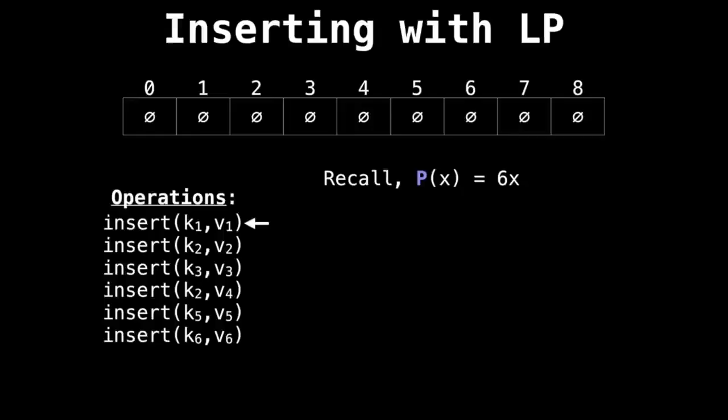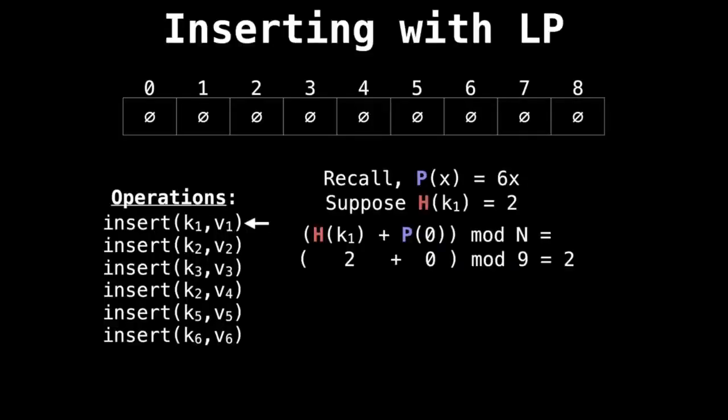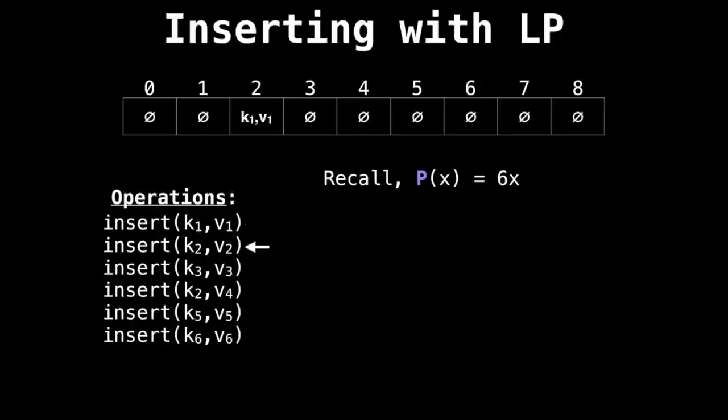Okay, so on the left I have some key value pairs I want to insert, and we're going to insert k1 first. So suppose that the hash value for k1 is equal to 2. Then we would say, alright, the hash of k1 plus the probing function at 0, mod 9, is equal to 2. So we're going to insert that key value pair at position 2. Alright, next one.